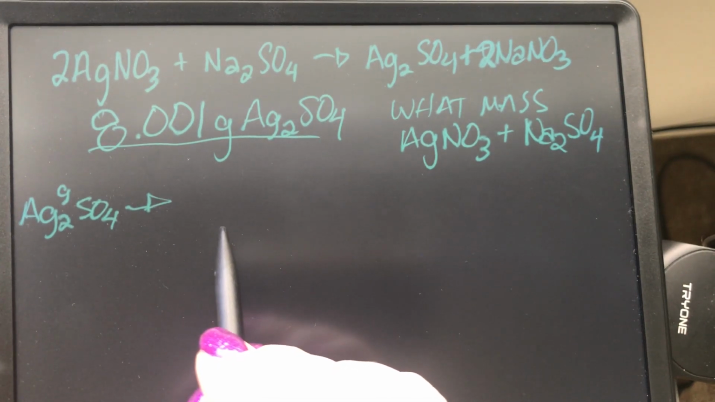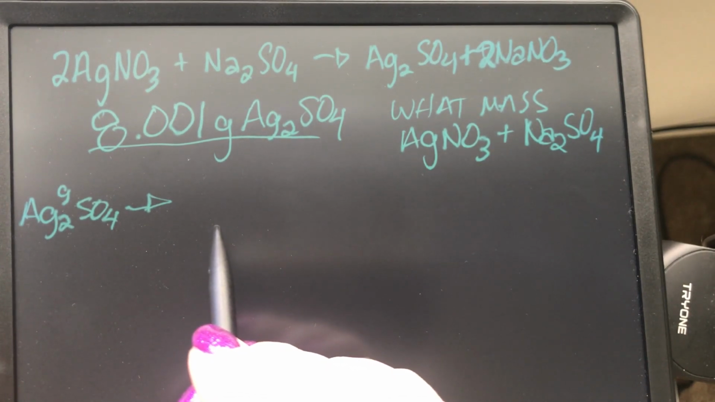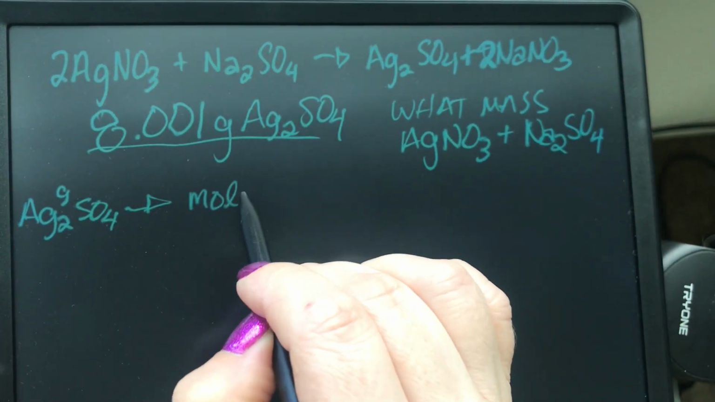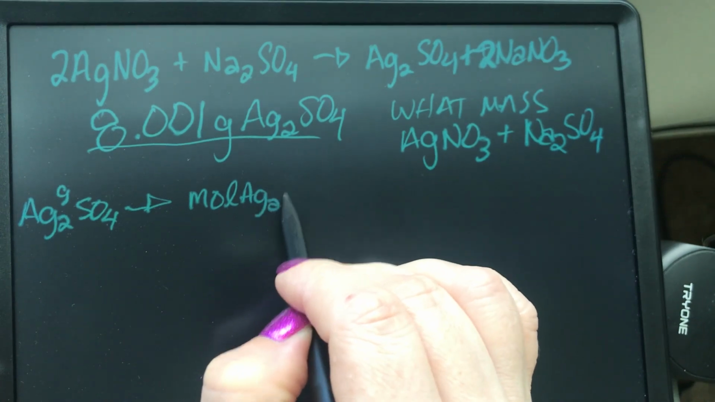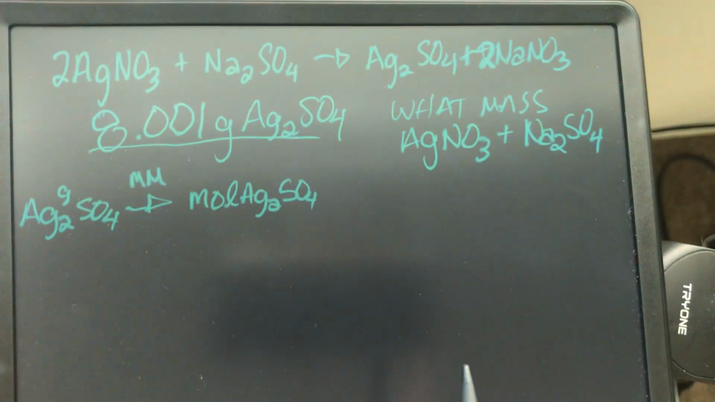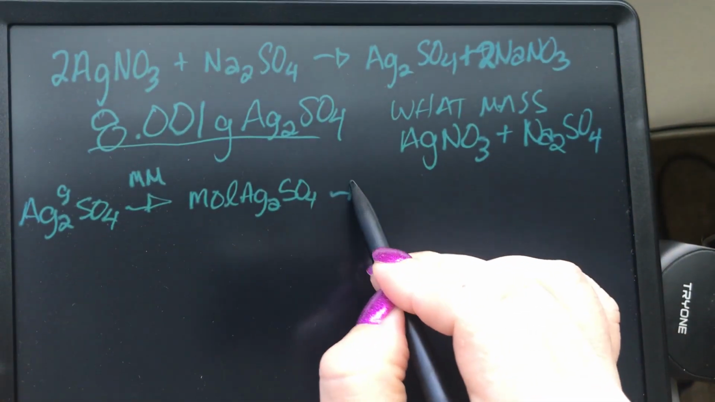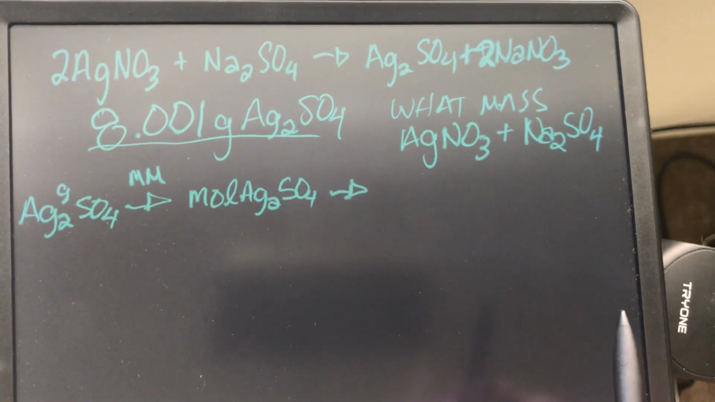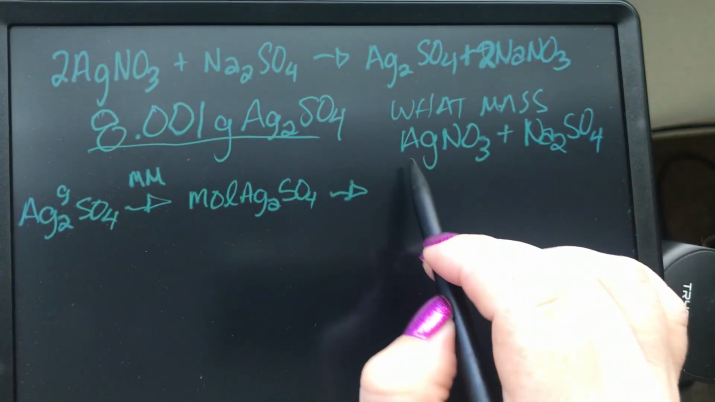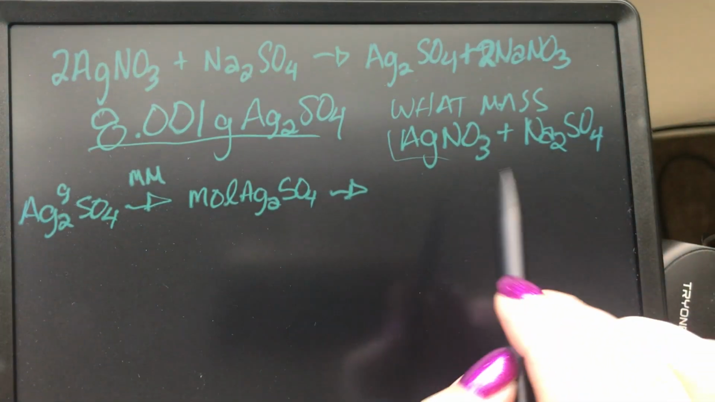Yeah, so we want to get to moles of this guy. And for that, we need the molar mass of that guy, right? And then what would the next step be? Molar ratio. Yep, so if we wanted, let's say we're solving for this guy first, right?